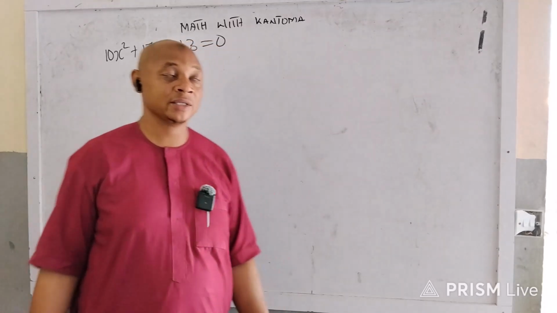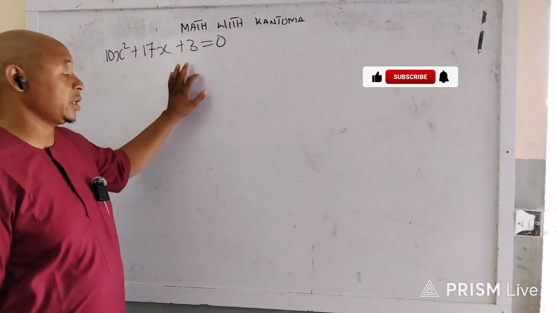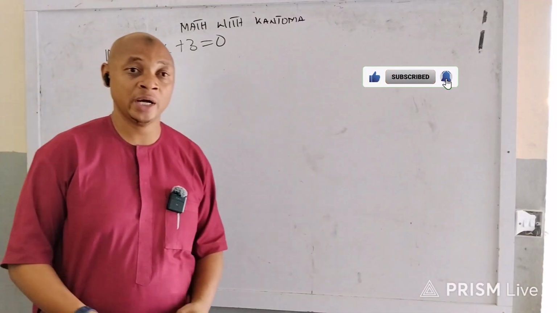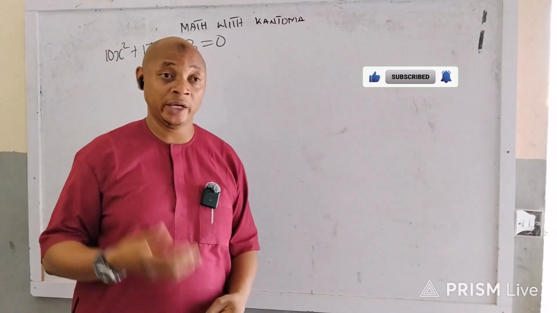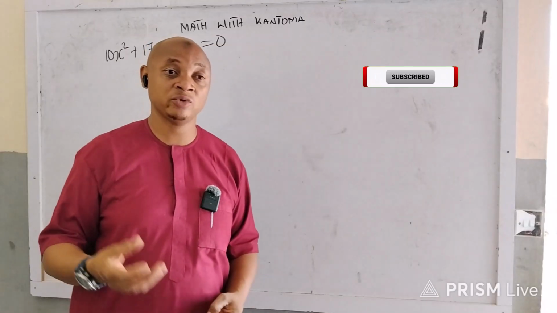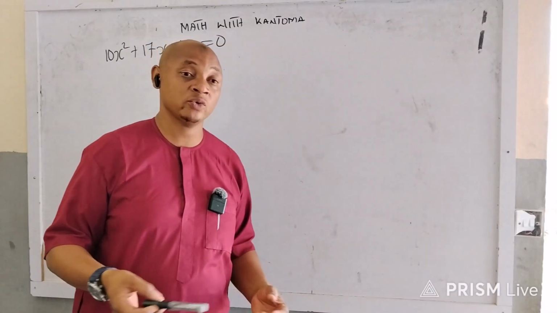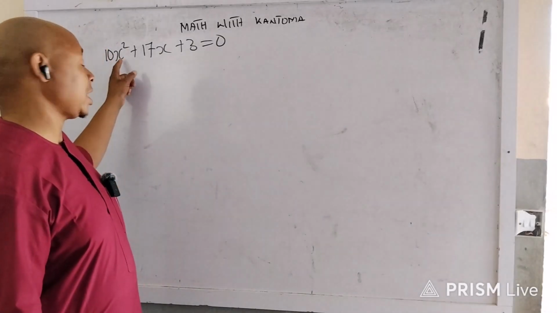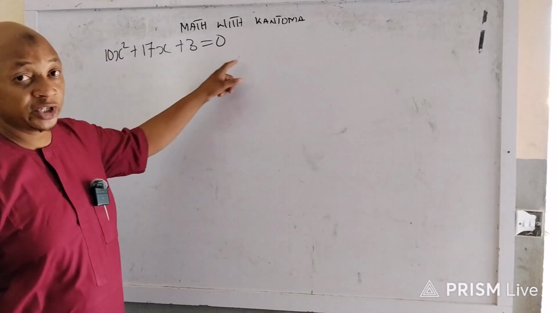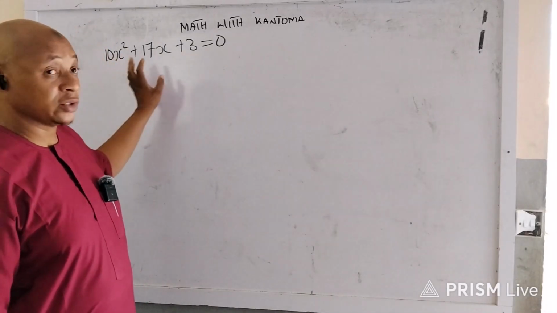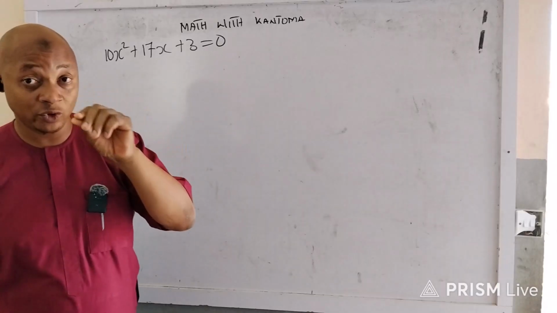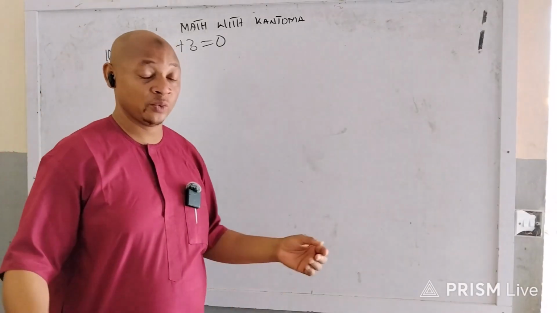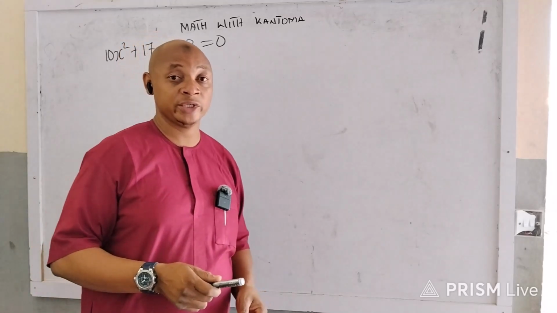In today's class, we'll be solving this quadratic equation. Last class, we solved using the completing the square method. In completing the square, we saw the steps involved: if the highest power of x has a coefficient, we divide through by that coefficient. Then, after simplifying, we take half the coefficient of x, square it, and add to both sides of the equation, then we simplify. That is using the completing the square method.